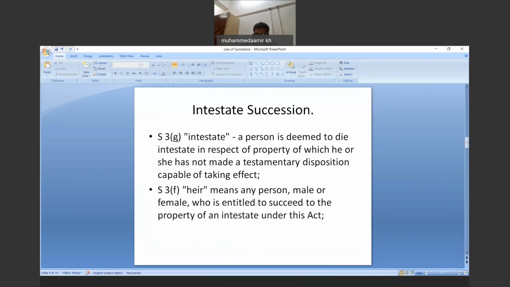So the very first is defined in section 3(1)(g), intestate, which means that a person is deemed to die intestate in respect of property of which he or she has not made a testamentary disposition, which means a will, capable of taking effect. So when a person dies without making a will, he is called intestate. A person is deemed to die intestate in respect of property of which he or she has not made a testamentary disposition capable of taking effect. It should not only create a will, it should also be in a position to take effect.